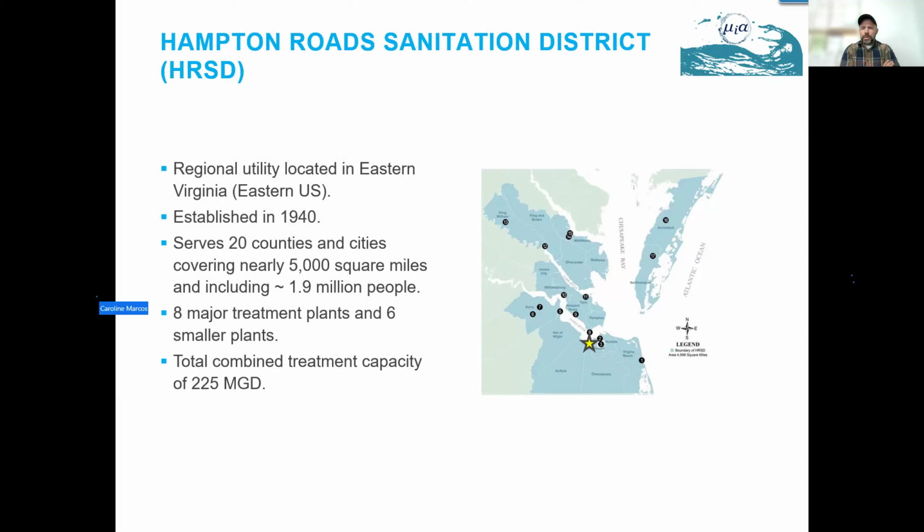We have 8 major treatment plants, concentrated to the southeast, and then some smaller plants concentrated to the north and to the east on the Middle Peninsula and the Eastern Shore. We were established in 1940. We serve 20 counties and cities covering nearly 5,000 square miles and including 1.9 million people. And like I said, we have all of these treatment plants with a total combined treatment capacity of 225 million gallons per day, or MGD. The plant we're going to be focusing on today is the Nansemond Treatment Plant, where you see that yellow star on the map.